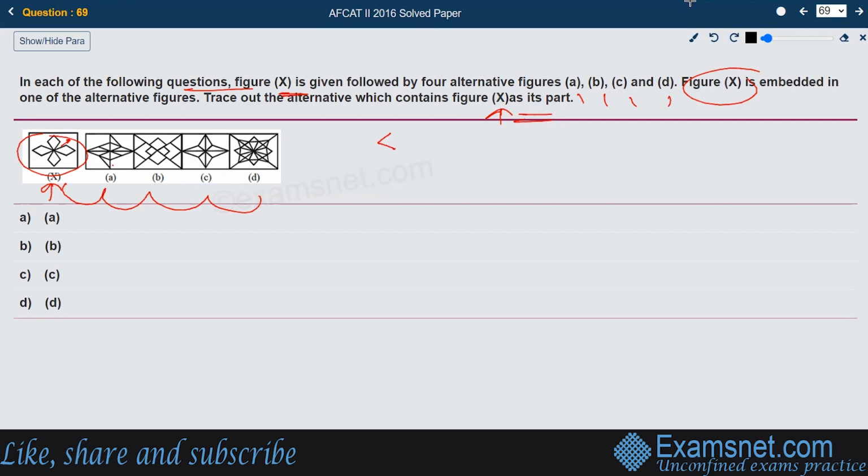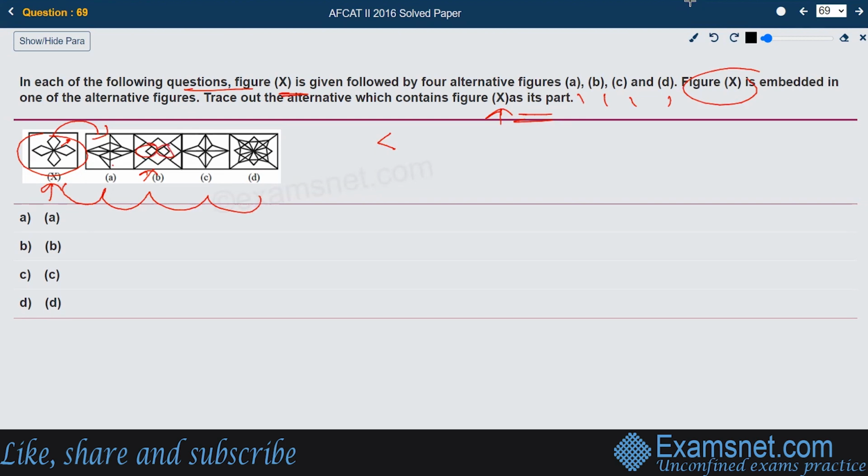So we have to have a clear look at this. Look at the first one. It is contained in there, but it is not in good shape, so we cannot exactly say that this is contained here. This is not properly a diamond shape, so we cannot say it is part of A. Option B has a figure like this, but the shape is different. Look at this figure. The shape is very small, so we cannot say it is contained here either.